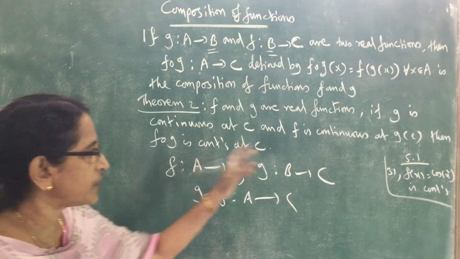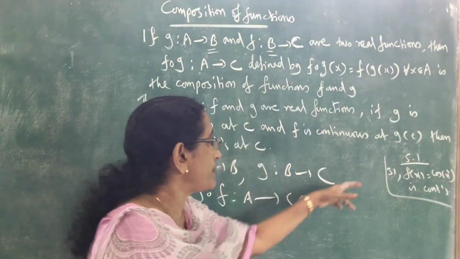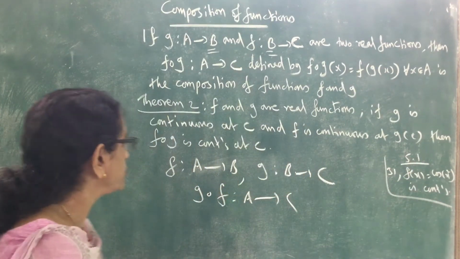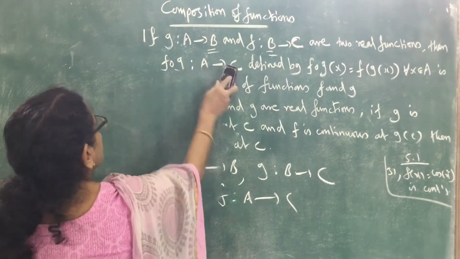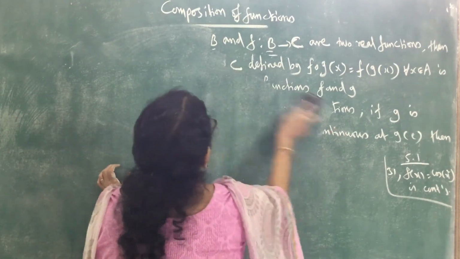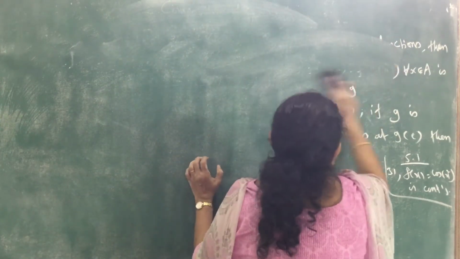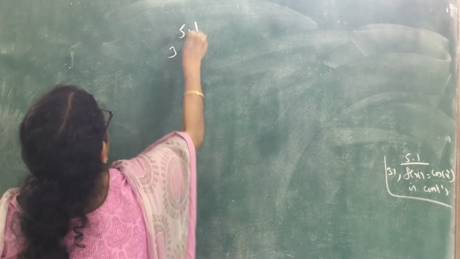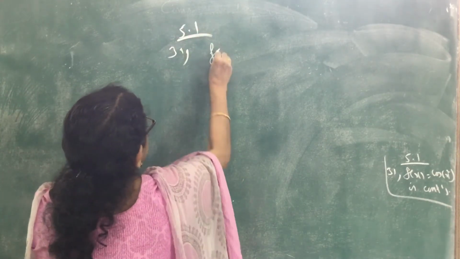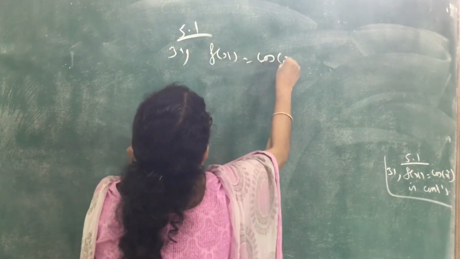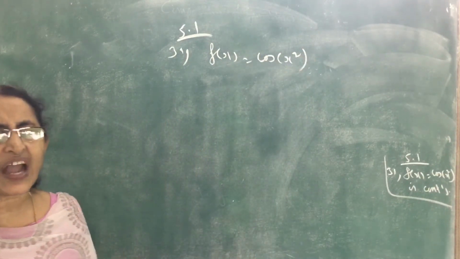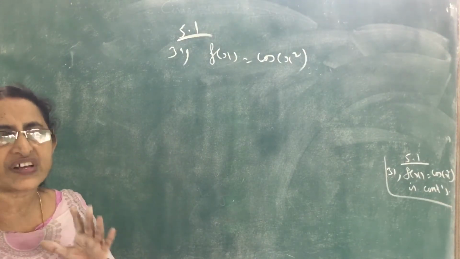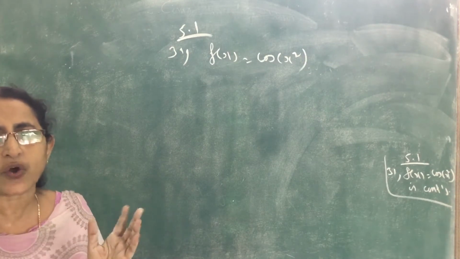Now using that we can do question number 31 from exercise 5.1. We have to prove that f of x equal to cos x square. This function is given and we have to prove that this function is continuous. So to prove this function is continuous, first we write this function as the composition of two functions.